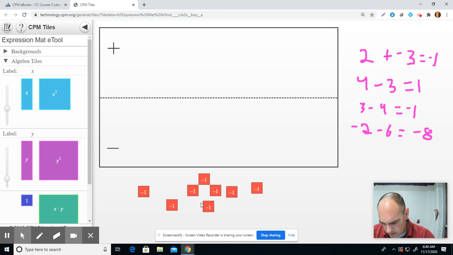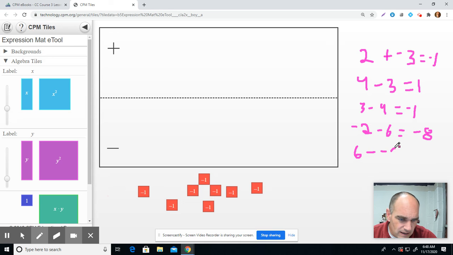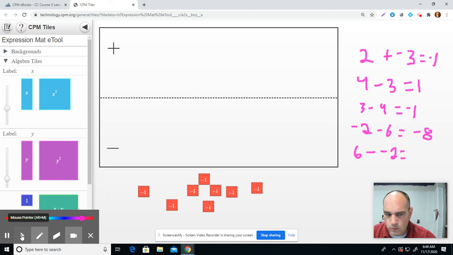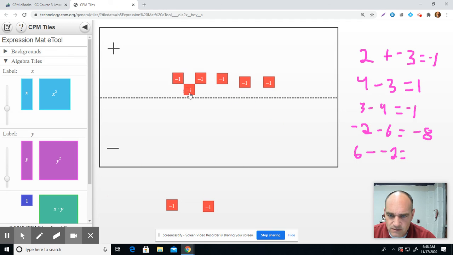All right, so let's take a look at another one. So let's switch those around just like we did before. And we are going to start out with 6, and we're going to subtract off a -2. All right. So let's set up our board. So first thing is I have 6 positives. 1, 2, 3, 4, 5, 6 positives. Let's make them all positive. So we'll click them over. And then subtraction. So everything else is going to go down here.